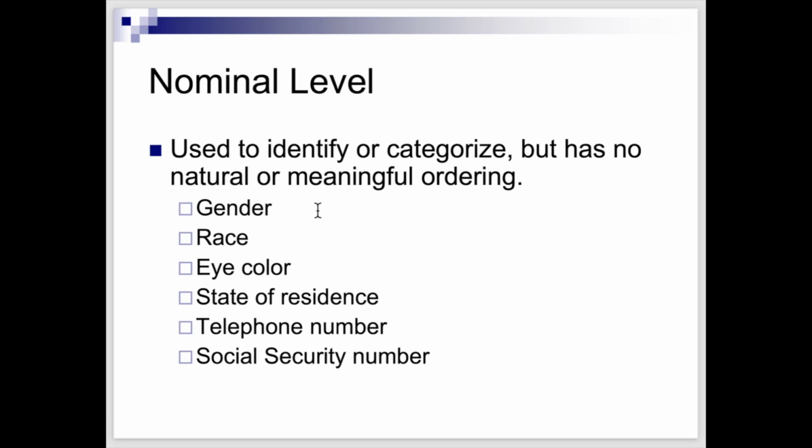And so, for example, gender is a level of data that is used to identify or categorize. But there's no natural or meaningful ordering. So we can characterize or categorize a person by their gender, but there's no natural or meaningful ordering there. We could also categorize someone according to their race.